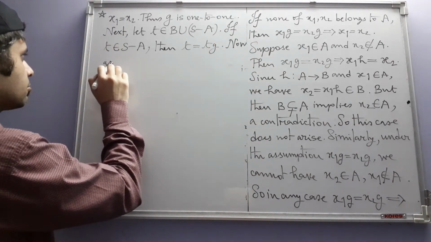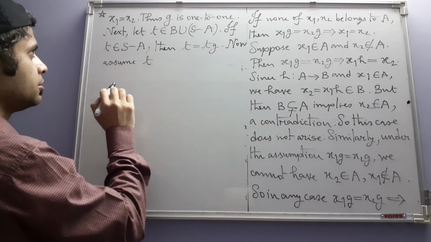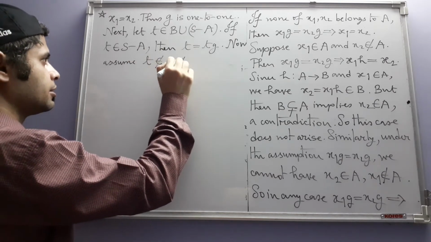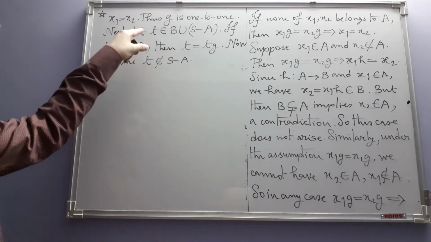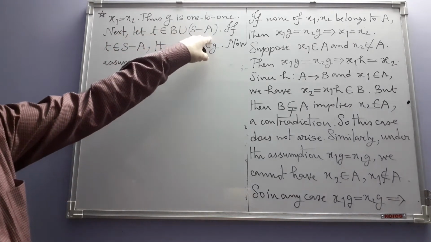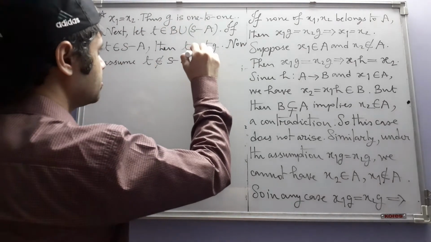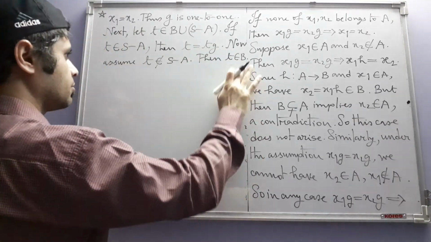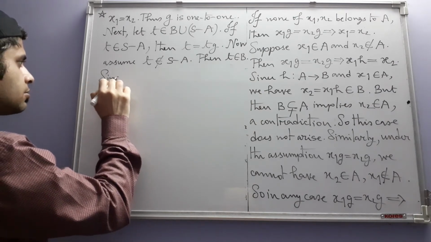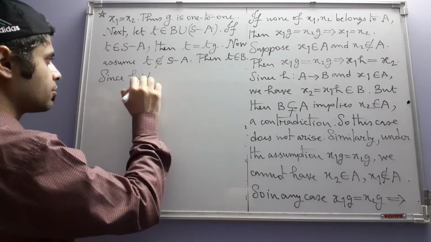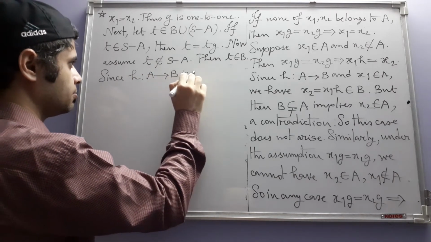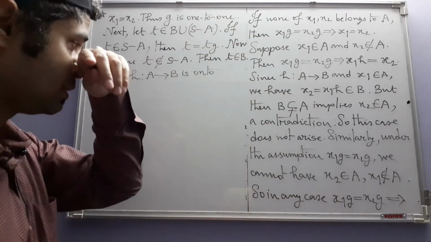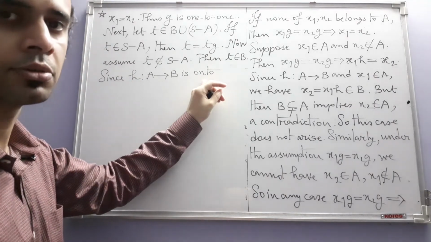Now assume T does not belong to S minus A. Since T is in the union, T not being in S minus A means T has to be in B. Then T belongs to B. Now since our function h from A to B is a one-to-one correspondence, one-to-one we have already used in showing that G is one-to-one. Now we are going to use the ontoness of H to show that G is onto.